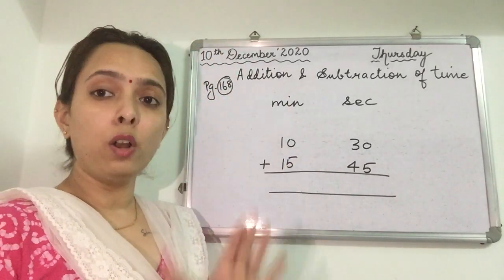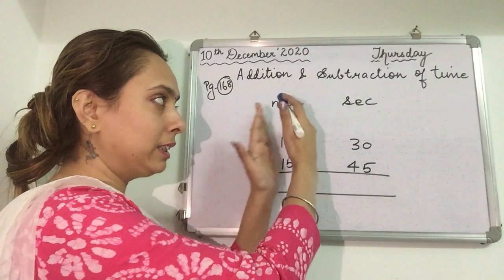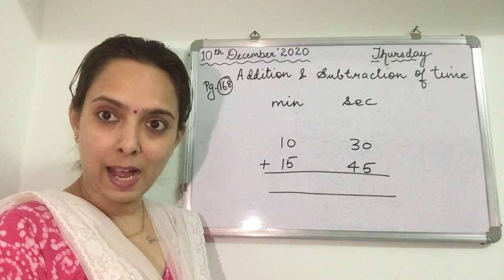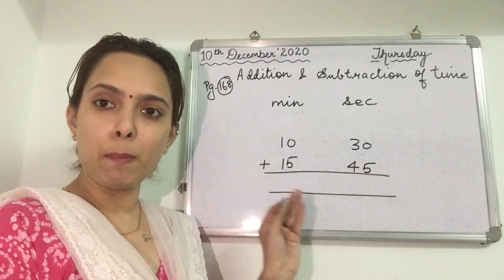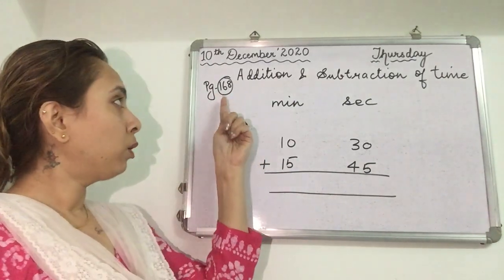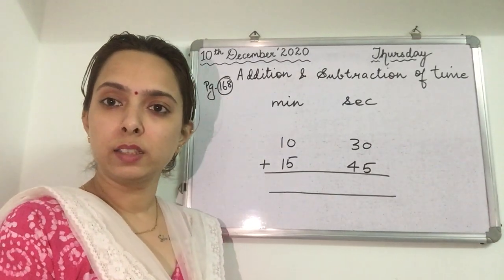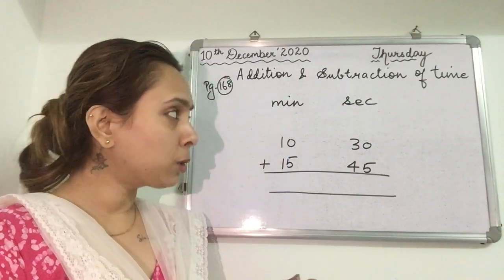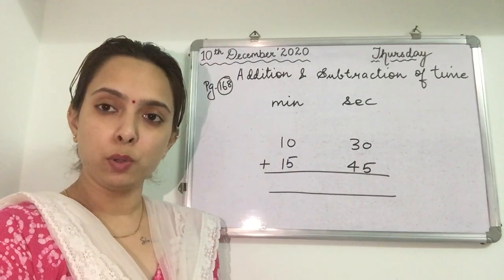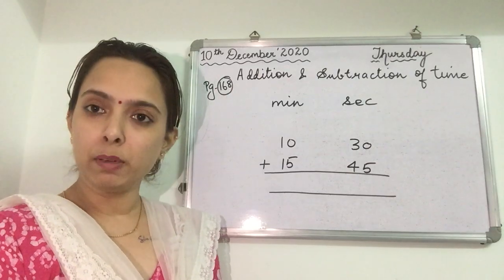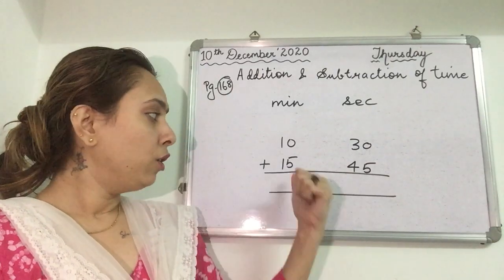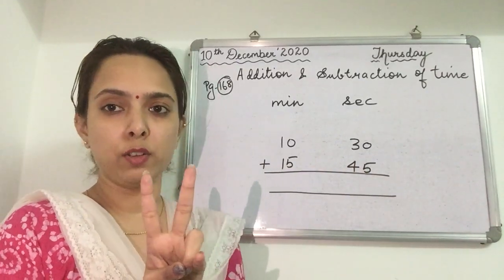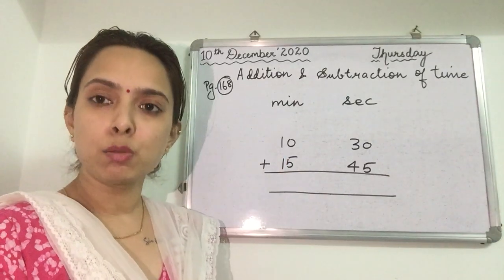Here we will always follow the same format. Here we are asked to add. This sum is given to you in your book on page number 168. Fill in the blanks. This is the first part. In this question, what is given to you is add 10 minutes 30 seconds and 15 minutes 45 seconds. Two timings are given to us and we have to add these two timings.